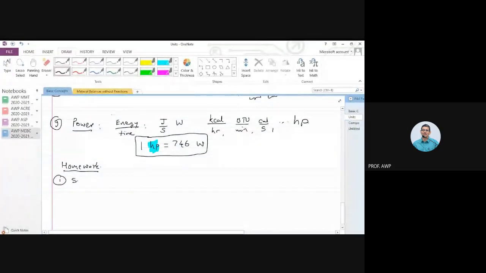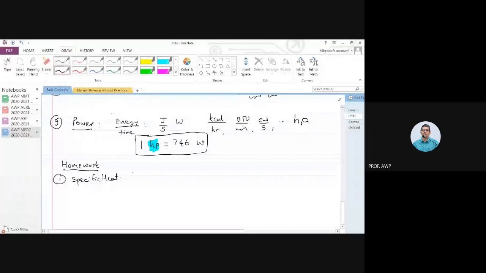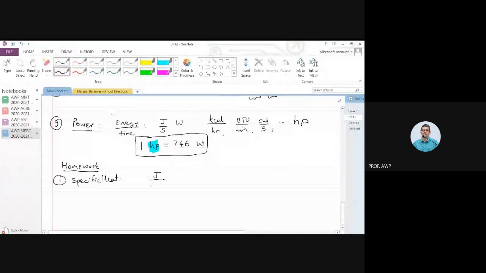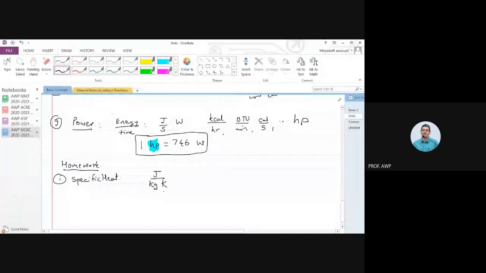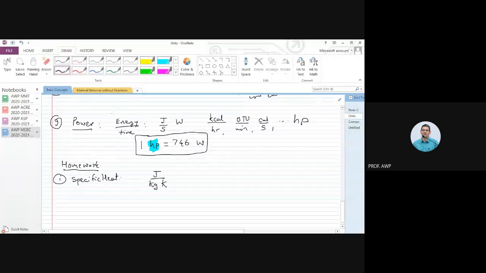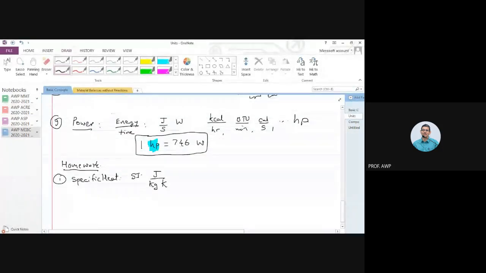So specific heat. Specific heat has units of how much energy is required per unit mass, per unit rise in temperature, or per unit change in temperature. So let's say specific heat of water, for example, or let's take some substance for that matter. This is your SI unit.